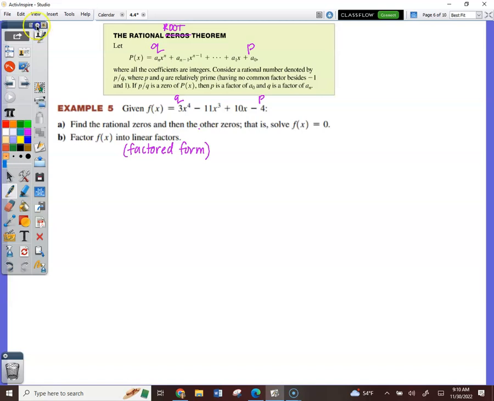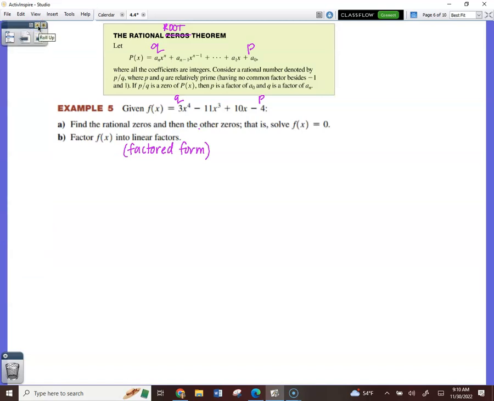Okay, we're going to create a list of all the factors of P and Q. All the factors. This is where you really got to get comfortable with your numbers. So what is P? P is 4. Don't worry about the sign. P is 4. Right? What is every number that will divide into 4?